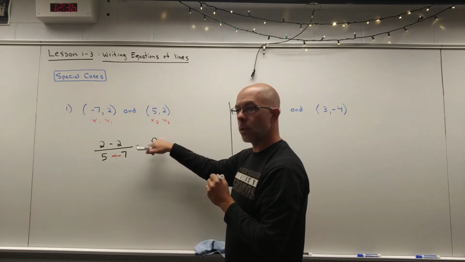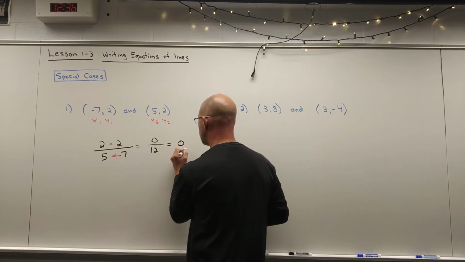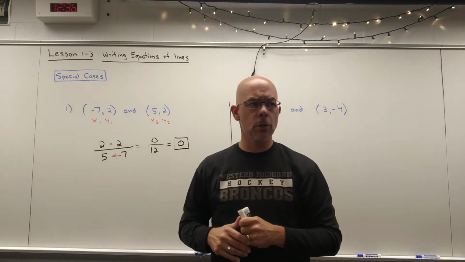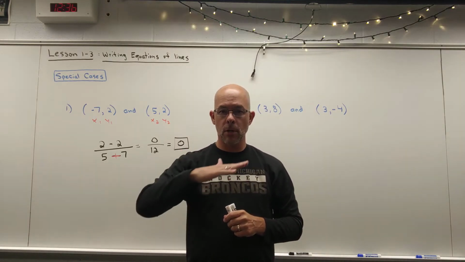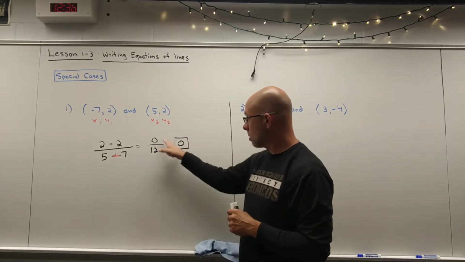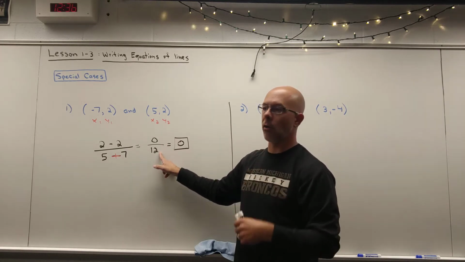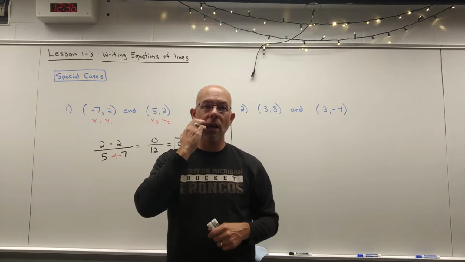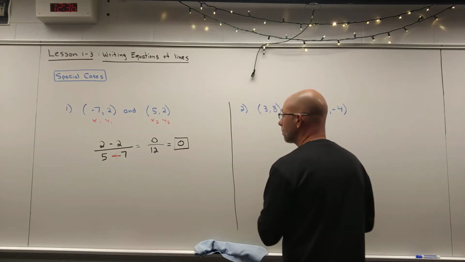Folks, 0 in the numerator and any other number in the denominator is 0. Which means the slope of this line is 0, which means you got to think about that. Slope is a measure of steepness, like what's the rise for the run. This implies, and you can see it right here kind of, that means no rise, run 12. If I have no rise but run 12, folks, we're talking about a horizontal line. This is a horizontal line, okay?